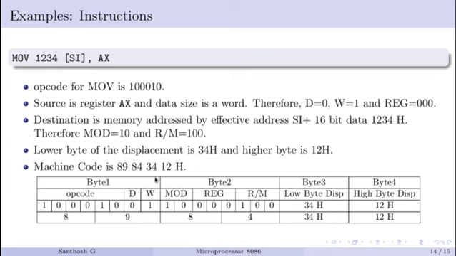Now putting all of them together in the instruction template, we have the first byte given by 100010 corresponding to the opcode of the move instruction. Then D is equal to 0 and W is equal to 1. In byte 2, the mode field is given by 10, the register field is given by 000, and the RM field is given by 100. Then byte 3 contains the lower byte of the displacement, which is 34H, and byte 4 contains the higher byte of the displacement, which is 12H. Then the hexadecimal code for this instruction is 89843412H.